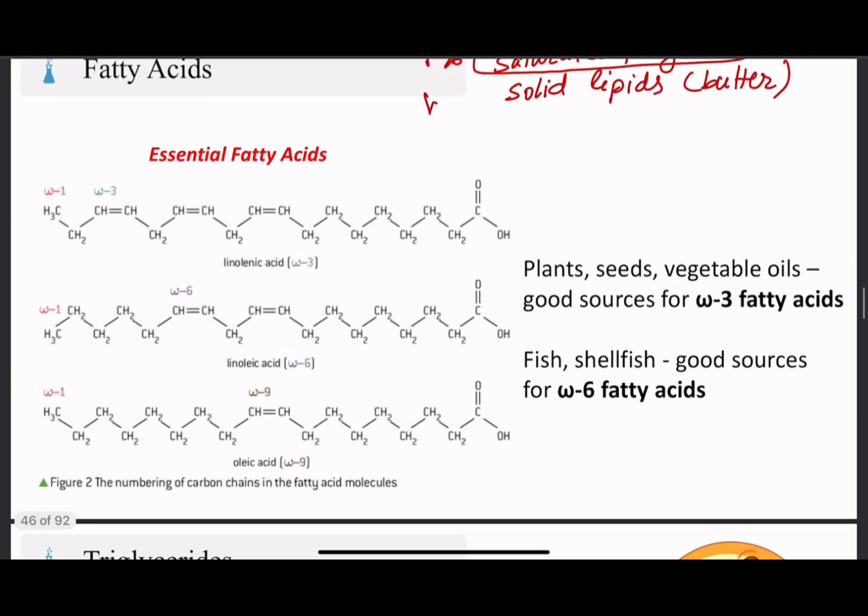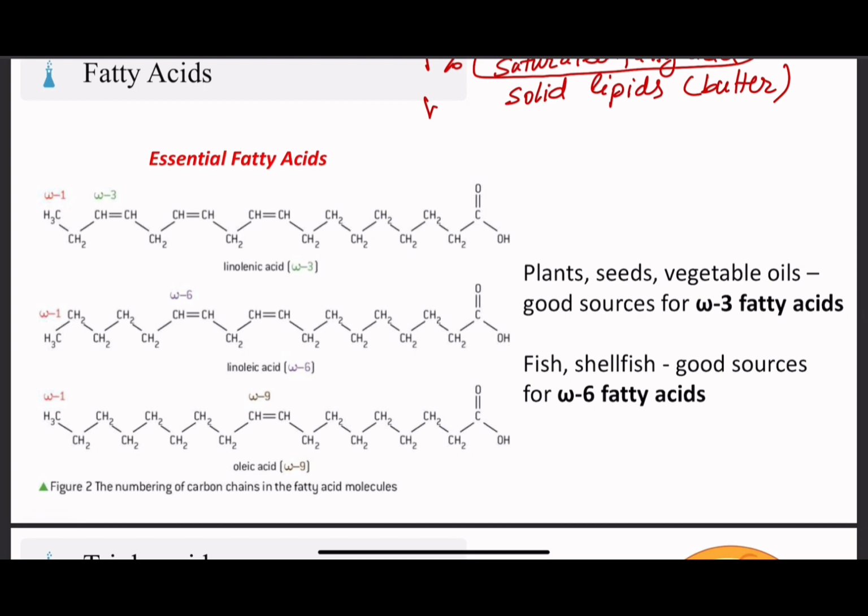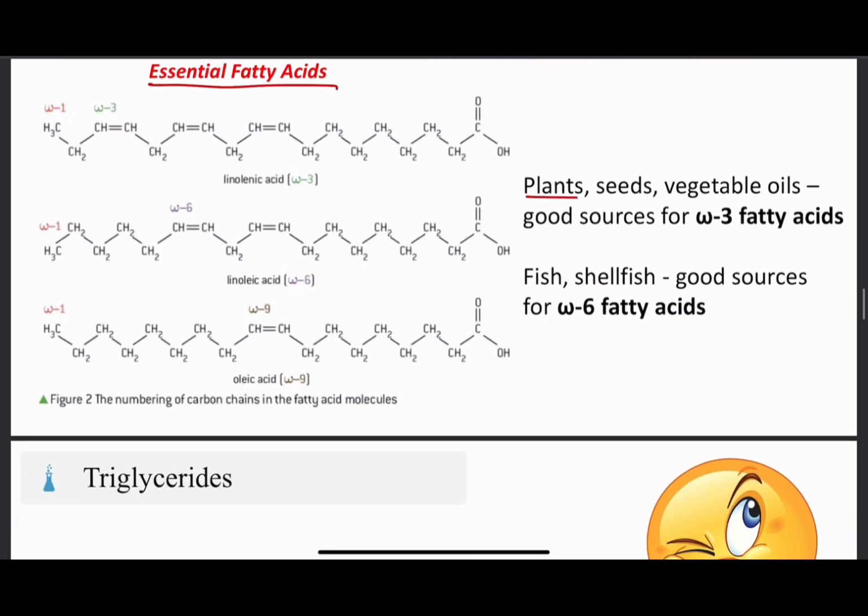Okay, and now essential fatty acids, we need to go over them quickly too. So the plants, seeds, and vegetable oils are good sources of omega-3 fatty acids. Fish and shellfish are good for omega-6. So you need to know this by heart.